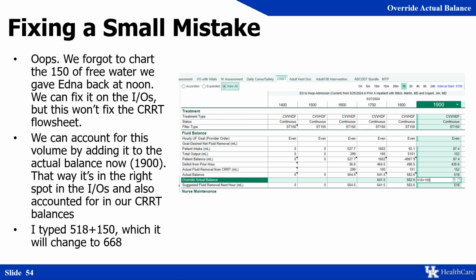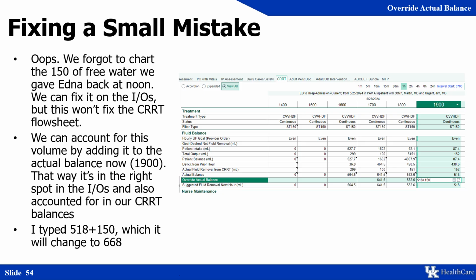Now let's look at how we can use override actual balance in fixing a small mistake. So it is 7 p.m. and we realize, oh no, at 12 we gave Edna 150 milliliters of free water in her Dobhoff. We're going to go back to our 12 o'clock time column on the I's and O's and chart that, so it occurs at the quote-unquote correct time, but it will not update our CRRT flow sheet because those columns have already been charted on. So at 7 o'clock, we're going to add that to our bill, so to speak.